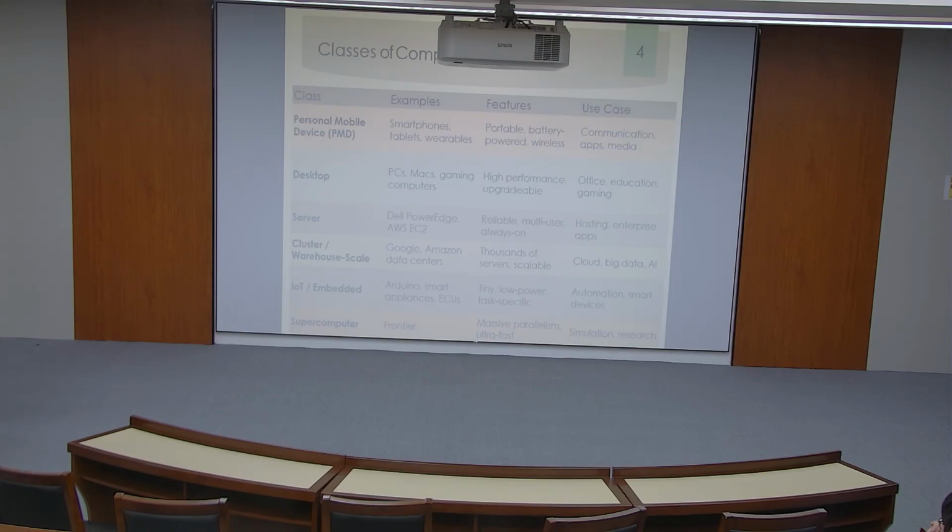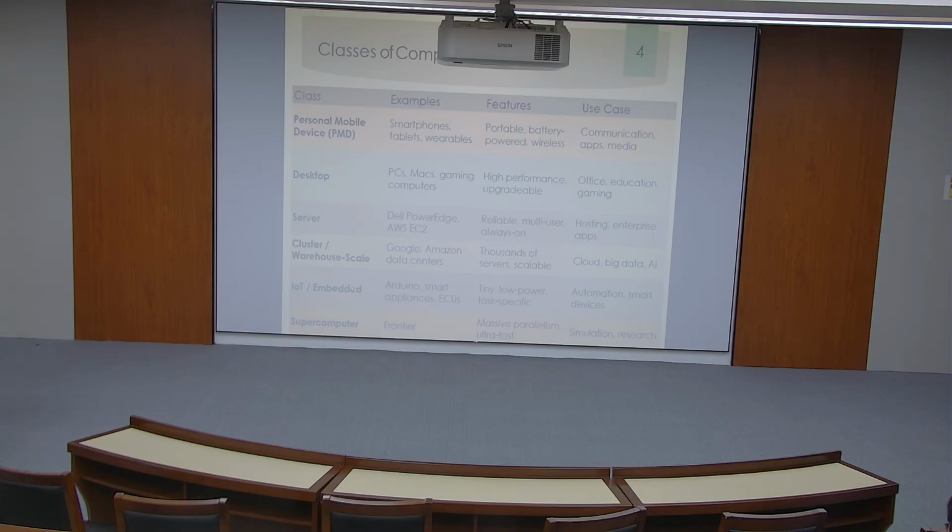After that, we have IoT, embedded system. We talked about this. These are tiny, low-powered, and task-specific devices. Last class, we talked about the difference between embedded system and general purpose computer. We have seen that an embedded system is a specific computer which is designed to perform a specific task. So they are tiny, really small, and task-specific devices. Use cases for IoT or embedded systems include automation and smart devices.